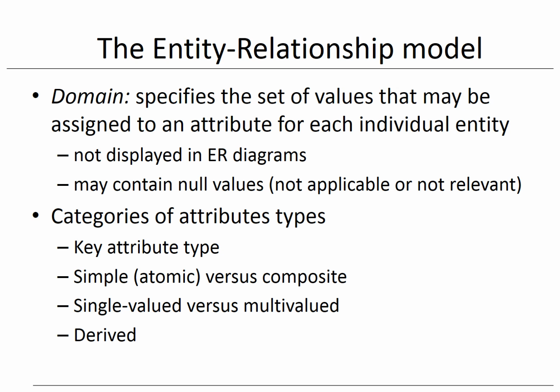Various categories of attribute types exist, such as key attribute types, simple versus composite attribute types, single versus multi-valued attribute types, and derived attribute types. Let's take a closer look.